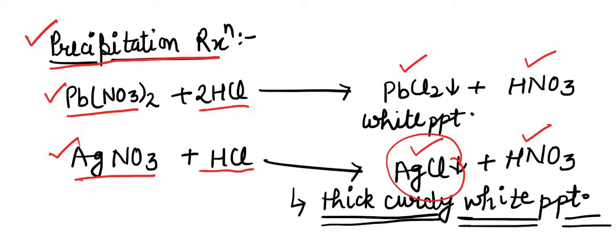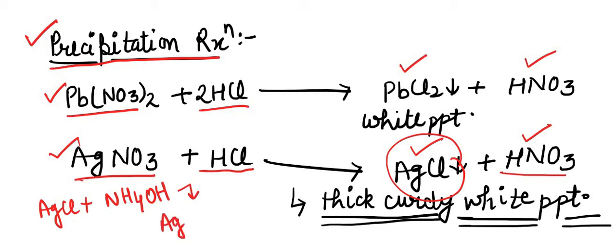So the thing is that AgCl, that is the third white PPT, is undissolved in this HNO3. It is not dissolving in the HNO3 part. Actually, that AgCl PPT dissolves in ammonium hydroxide, that is NH4OH. After dissolving in the ammonium hydroxide, there is a formation of a complex which is known as [Ag(NH3)2]+ along with Cl-.